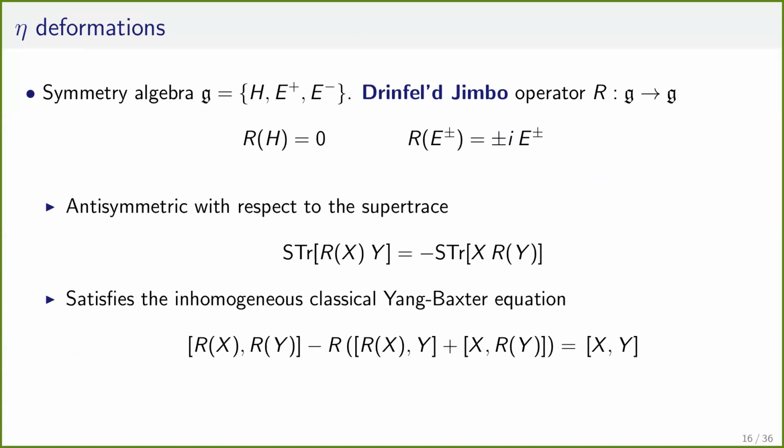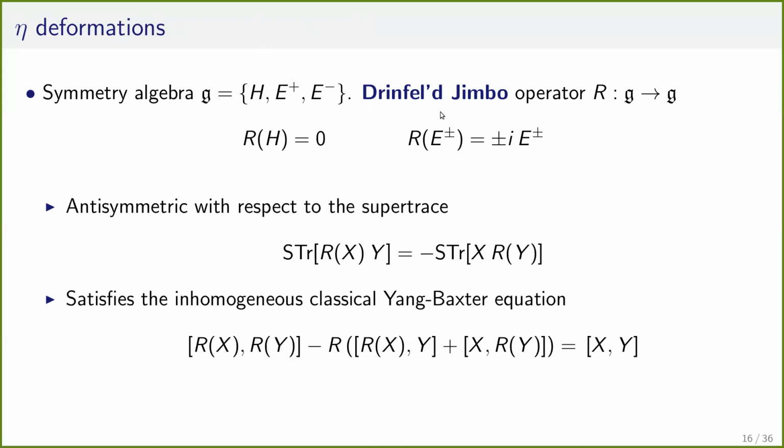So the crucial ingredient of the eta deformations is what is called a Drinfeld-Jimbo operator, R. This is a linear map from G into G. I recall that G is the symmetry algebra of the undeformed theory. And it acts as follows.